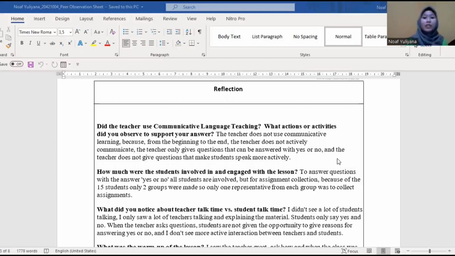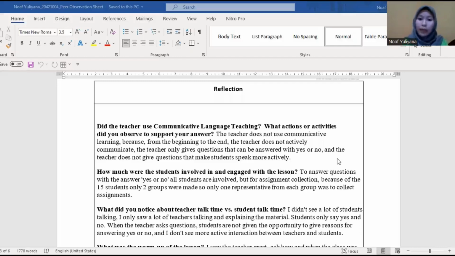Okay, the teacher did not use communicative learning, because from the beginning to the end, the teacher did not actively communicate. The teacher only gave questions that can be answered with yes or no, and the teacher did not give questions that make students speak more actively.